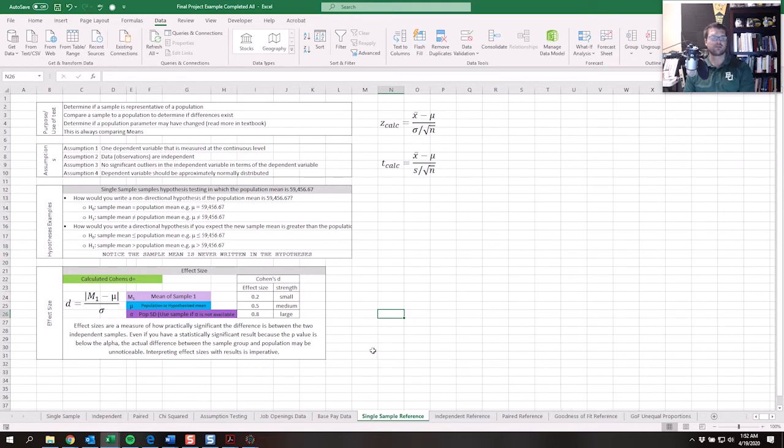So let's talk about what an effect size is. An effect size is essentially a measure of how practically significant the result is. So you're doing all these hypothesis tests, and you're like, hey, I've got these results, and these results are saying that I've got something. And you get these significant results. It says there is a difference between this sample and this population. This is the difference that we have. It is statistically significant, and so therefore we should report it, right?